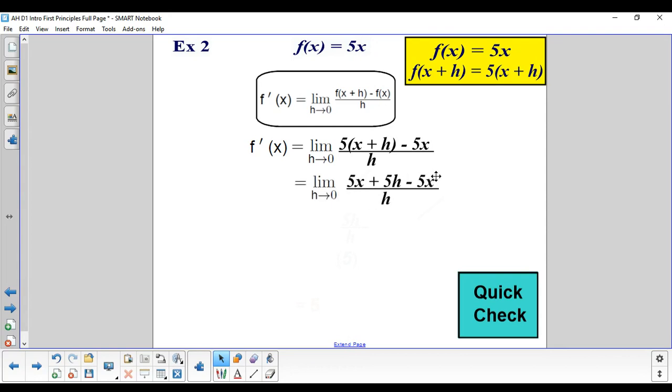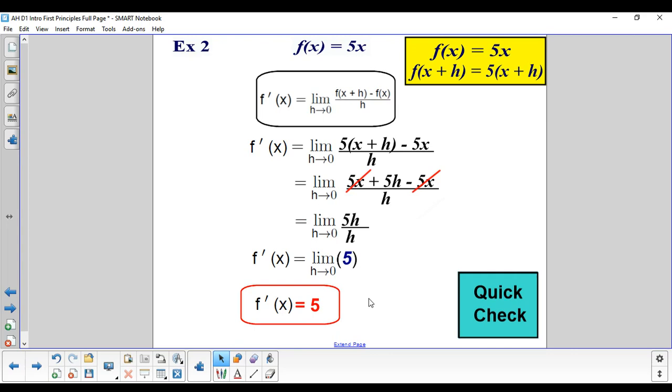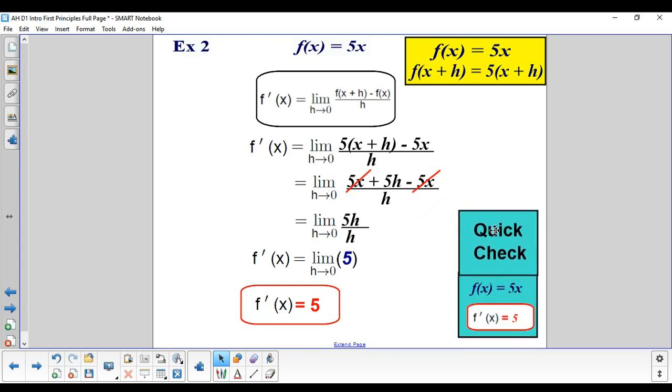And what you can see is the 5x and the minus 5x cancel down. That leaves you with 5h over h, and you can see that the h's will cancel down and you're left with 5. So what does that mean? There is no h there, so there's no h to set towards 0. In fact, there is your answer. So you simply have f dashed x equals 5. Let's think about this, a quick check. If you had 5x, it would go to 5, so it's right.